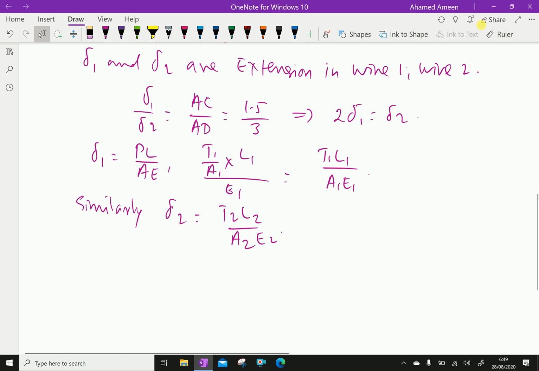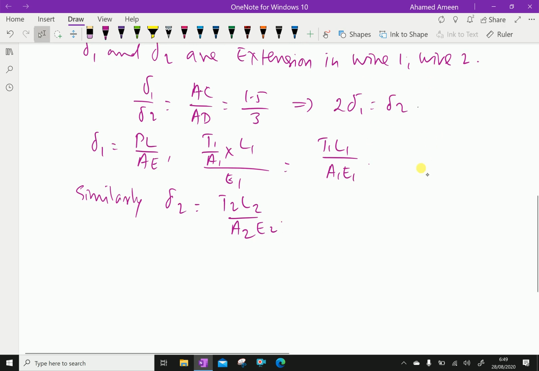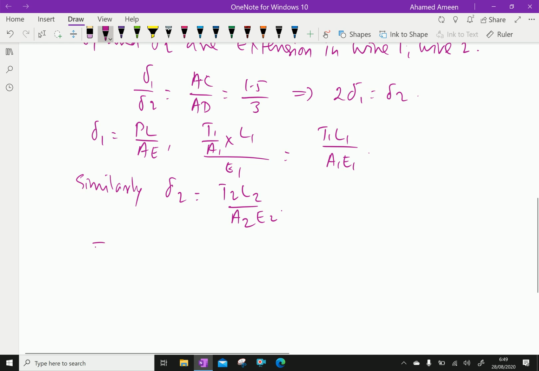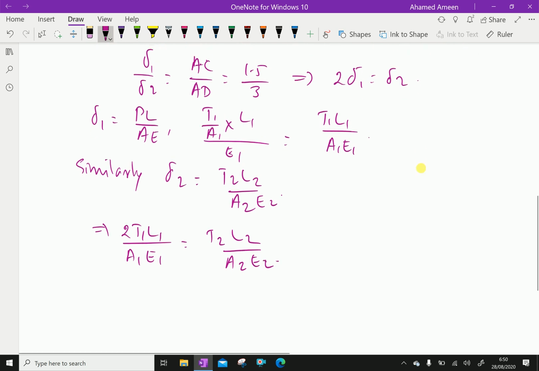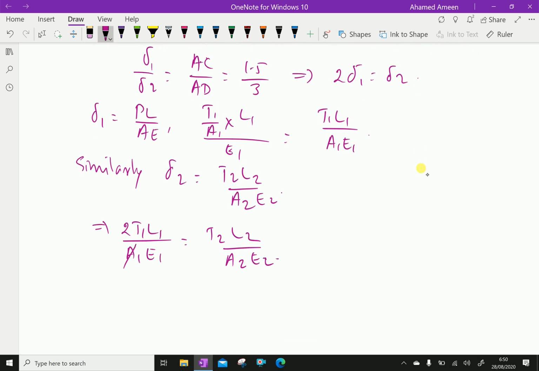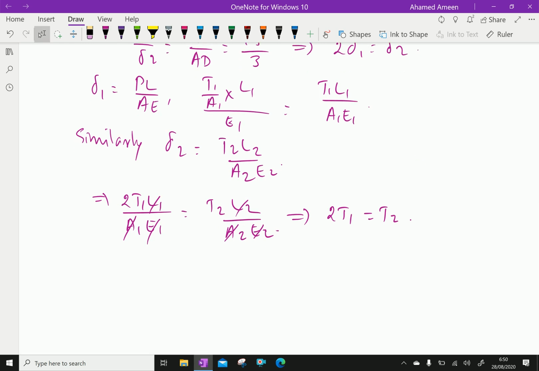Now we have the relation 2 delta 1 equal delta 2, therefore we can apply that relation, which gives 2 T1 L1 by A1 E1 equal T2 L2 by A2 E2. The wires are identical, therefore A1 equal to A2, E1 equal to E2, and L1 equal to L2, which gives the relation 2 T1 equal T2.